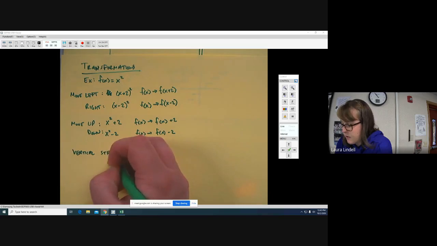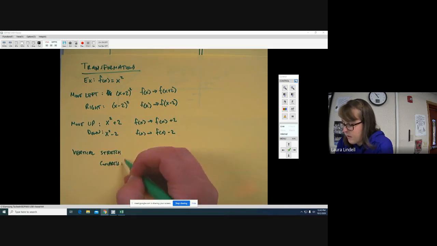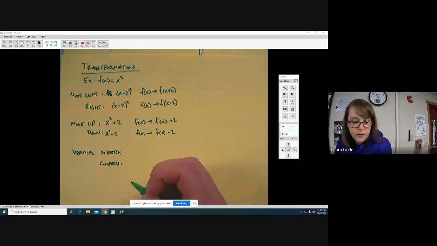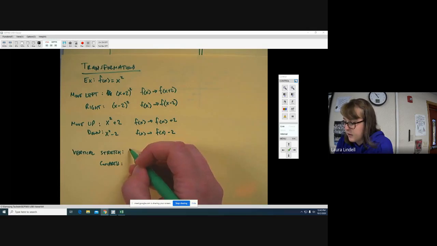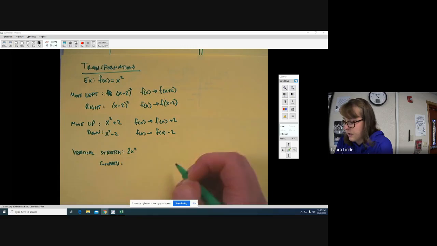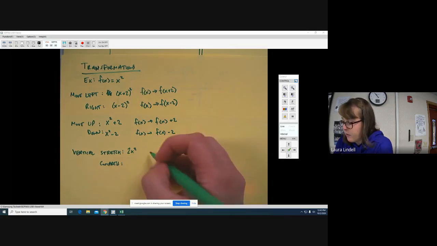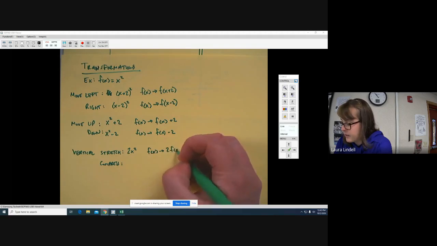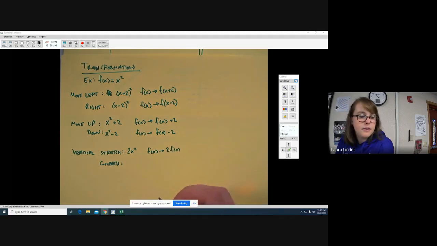Stretch and compress. All right, so if I want to stretch something vertically, I would just stick a positive number out front. So in this case, if I wanted to stretch it by a factor of 2, I'd have 2x squared. Or if I was using function notation, f of x would go to 2 times f of x. That would stretch it vertically by a factor of 2.